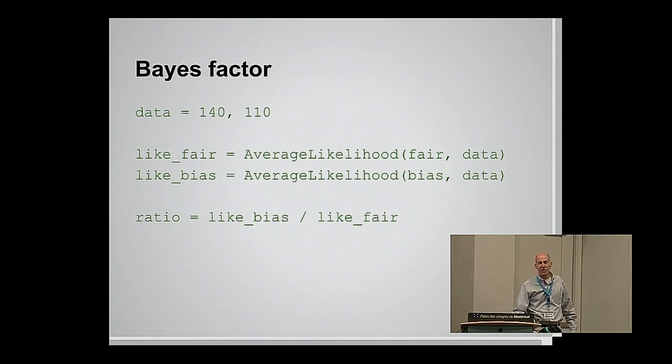And then I'm going to compute the average likelihood of those two. To do this, I'm going to change the representation of the data a little bit. In the previous version, we used the strings H and T. In this one, I'm going to use a tuple that is the number of heads and the number of tails. So it's a little bit more compact. We're going to see what the likelihood function looks like in a minute.